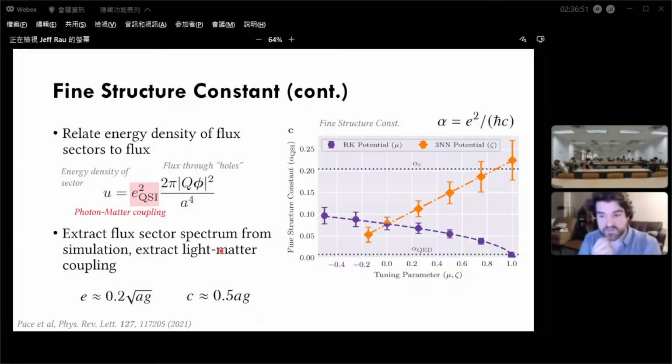So then they did that. They did a simulation, calculated the energies of each of these flux sectors, and then through this relation, we're able to extract what this coupling constant is. For this speed of light, they found, as I told you, about half of what this G was, this third order perturbation term. What they find for the coupling term is that it's about 0.2 times the square root of that.